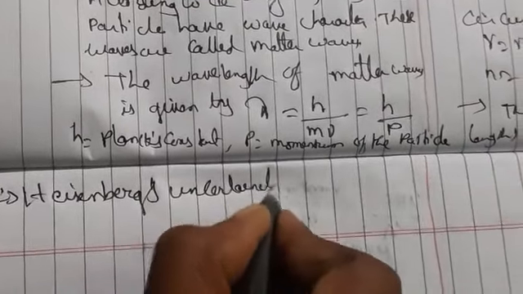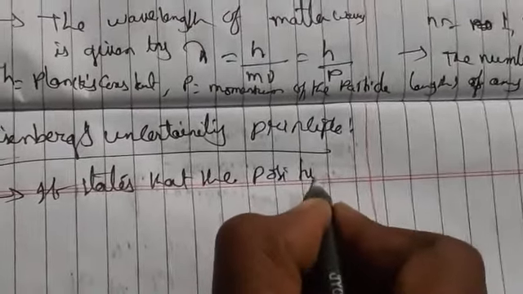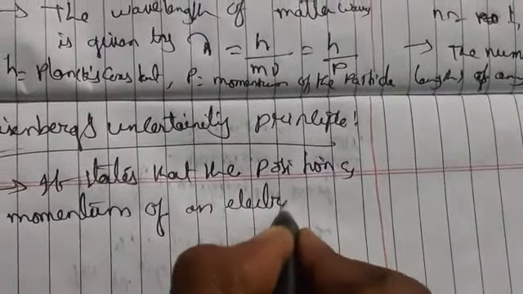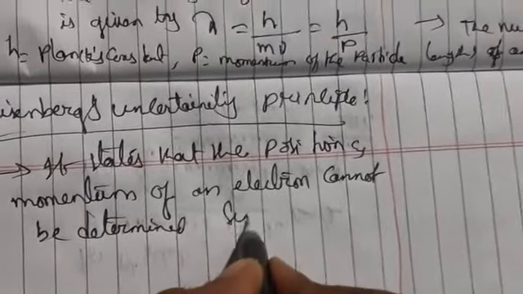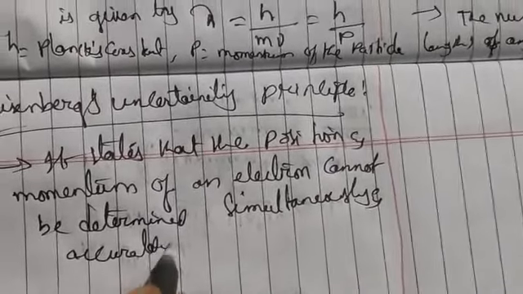And the next one, we can say here, is the Heisenberg uncertainty principle. What he told is that the position and momentum of an electron cannot be determined at the same time and accurately. It states that the position and momentum of an electron cannot be determined simultaneously and accurately.